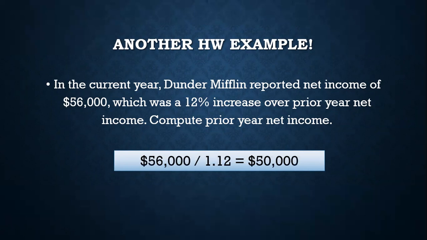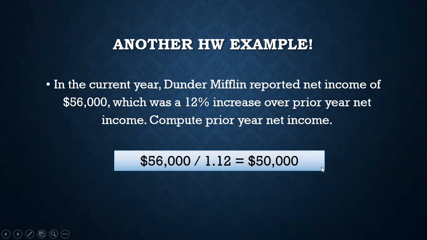So what we're going to do here is take the $56,000 divided by 1.12. So that's 112%. This 56,000 is 112% of whatever we did in the prior year. So it was all of this plus another 12%. So we're going to take 56,000 divided by 112%. That would give us what we did in the prior year, 50,000.